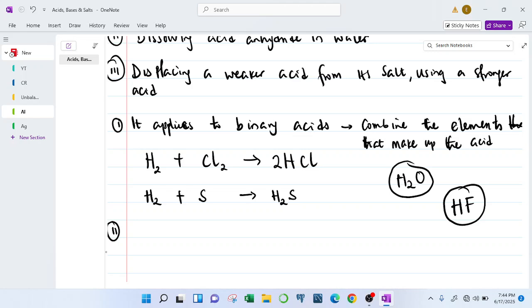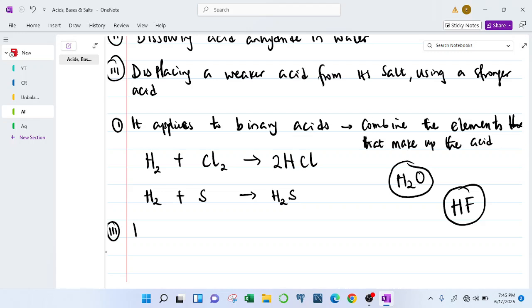So let's see. The next one is displacing a weaker acid. So I guess I'll say Roman figure 3 first. Displacing a weaker acid from a salt using a stronger acid. This reaction is basically called a double decomposition reaction. So what happens now is that you have a salt and you have an acid. When they react, they are going to exchange radicals. That is the meaning of double decomposition.